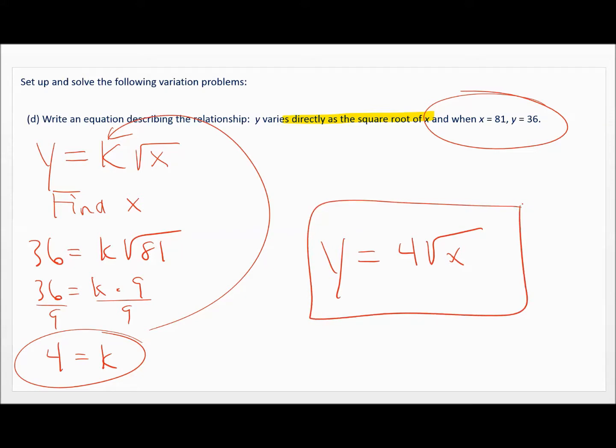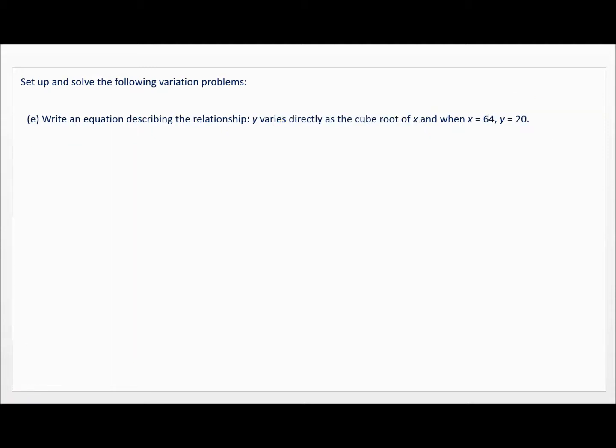Now the other problems that we have done, we had more after this where we would plug in and find y, say if x is equal to 25, and we'd have another step to do. But if it just wants you to write an equation, you're done once you find k and plug it back in. Okay. I challenge you to pause again. Pause, read this through, tell me what your equation is. Go.